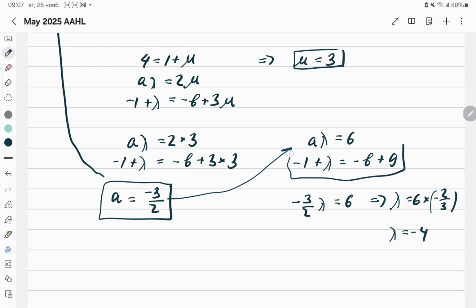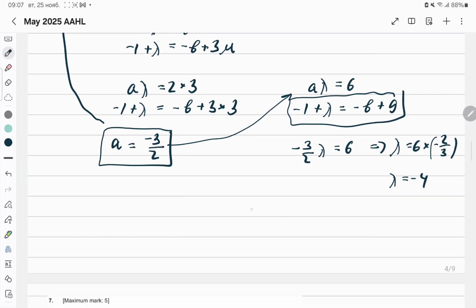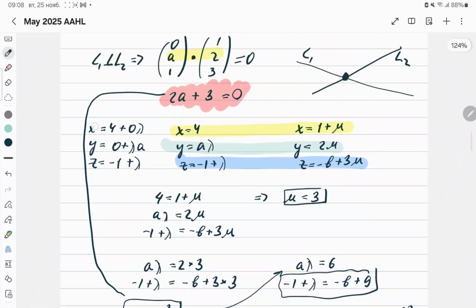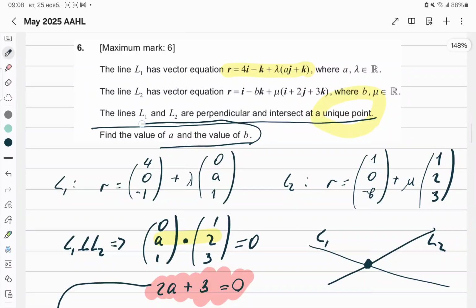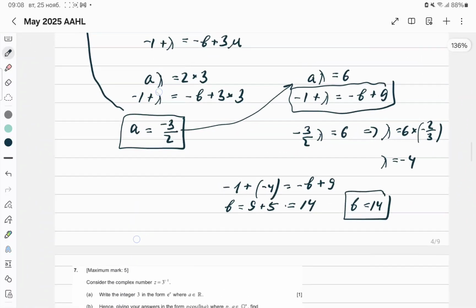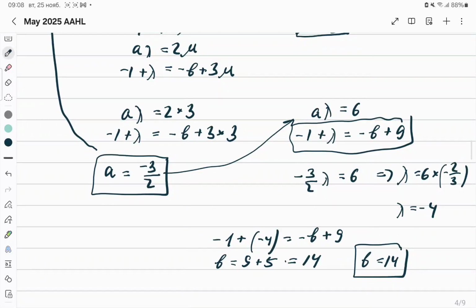And now the final step, guys. Now we can find b. Let's put everything we found into the equation minus 1 plus lambda equals minus b plus 9. Simplifying, b equals 14. So we have found a and b. Let's read the question: find the values of a and b. We found them. That's how the 6 marks are distributed, and this whole 6 marks is yours.